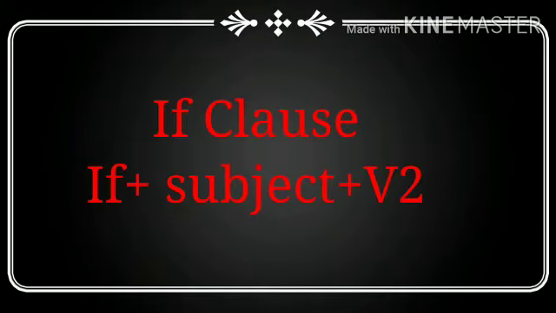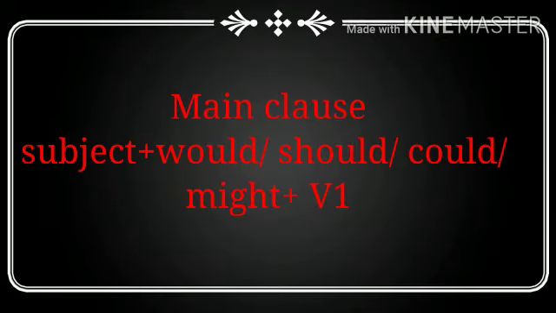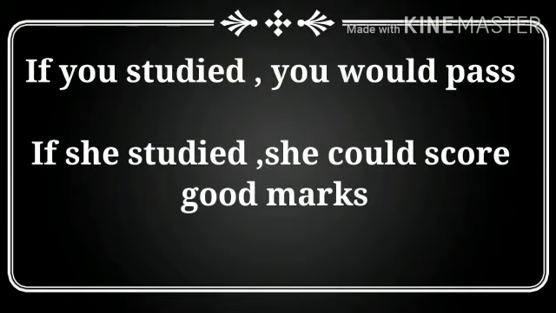What is the structure? If plus subject plus V2, that is simple past form of the verb in the if clause. And in the main clause, subject plus would or should or could or might plus V1. Example, if you studied, you would pass. If she studied, she could score good marks.